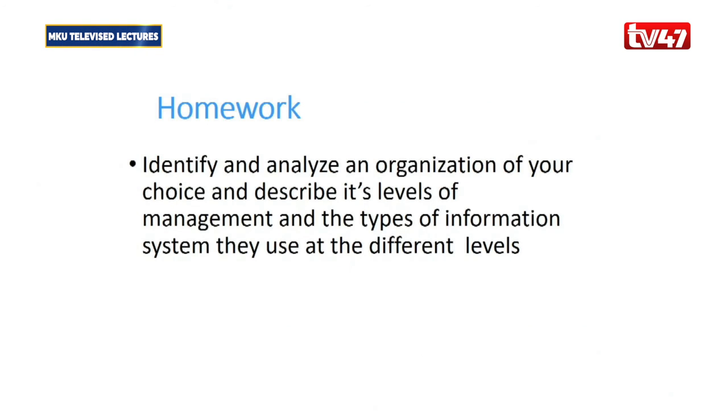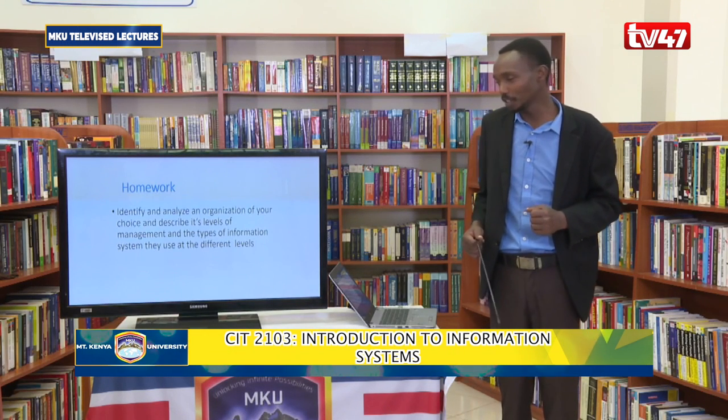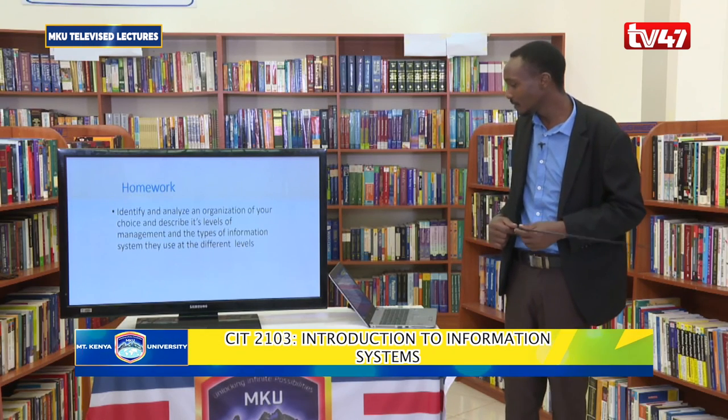So for this assignment, I would like you to identify and analyze an organization of your own choosing. Choose a structured organization, an organization that has a structure, within any domain of your choice, whether it is banking, communication, the medical industry, learning, a university, and so on. Identify and analyze an organization of your own choice and describe its levels of management. That is the first item. Go further and describe the types of information systems they use. So the different levels and the information systems within that particular organization.